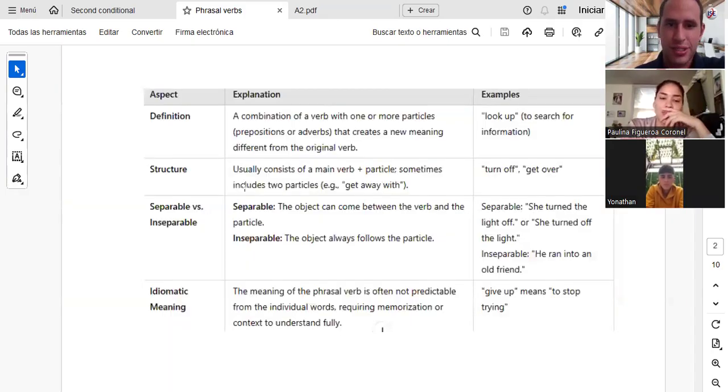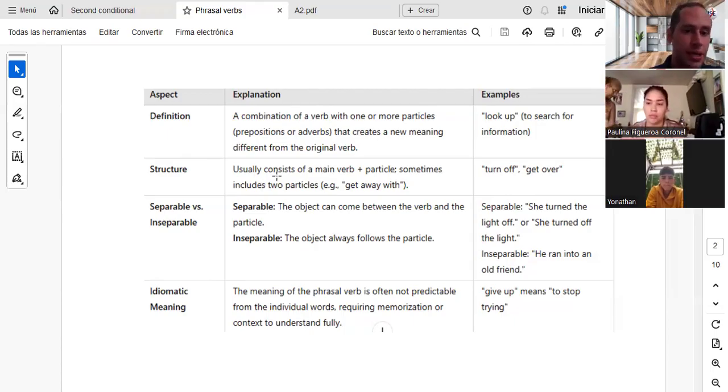Okay, let's check. So, definition. A combination of verbs with one or more particles, preposition or adverbs that create a new meaning, different from the original verb. For example, look up, right? This is a verb, this is a preposition. So it's the combination of two words that change their meaning. So it means to search for information, look up. Guys, in this case, we need to be careful because there's no rules. We need to learn the meaning of the phrasal verbs.